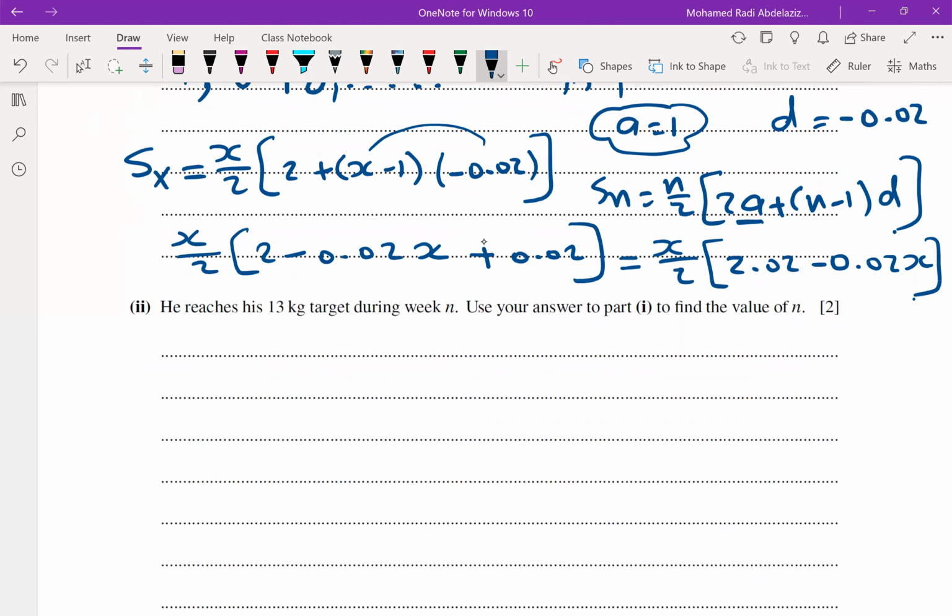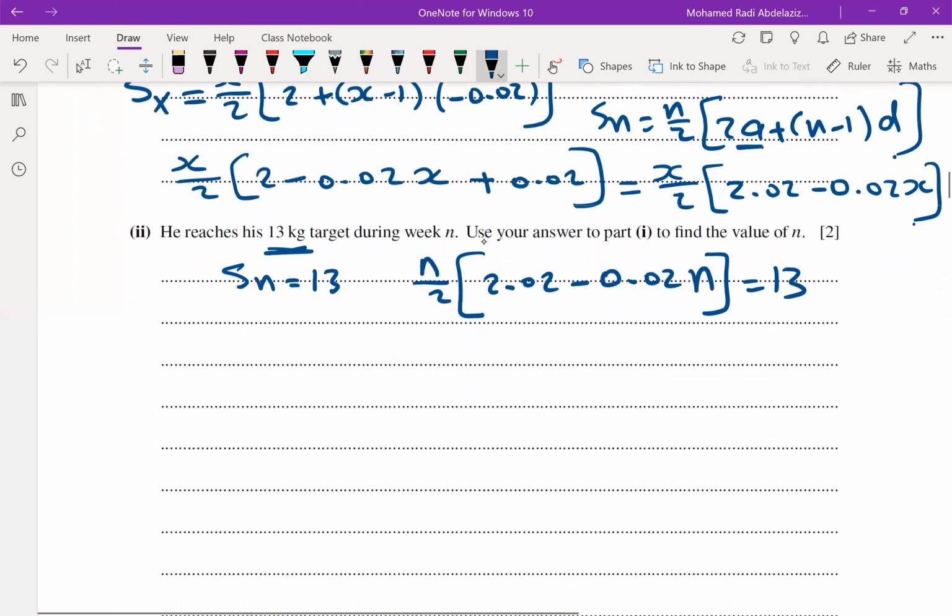Look at part 2. He reached his 13 kilogram target during week n. Use your answer to part 1 to find the value of n. Now Sn is equal to what? Sn is equal to 13. I don't know why he asked x, then back again to n. Anyway, it's n. Write n divided by 2, then 2.02 minus 0.02n is equal to 13.